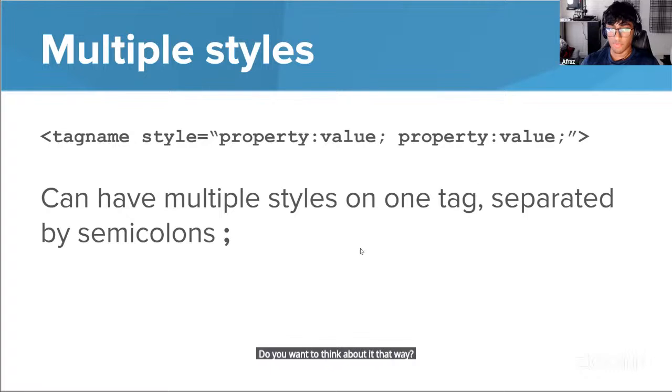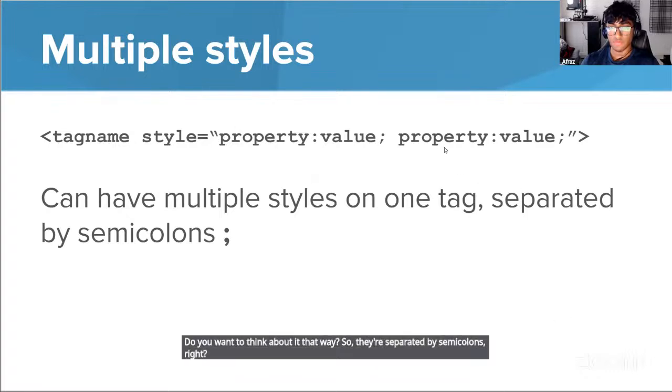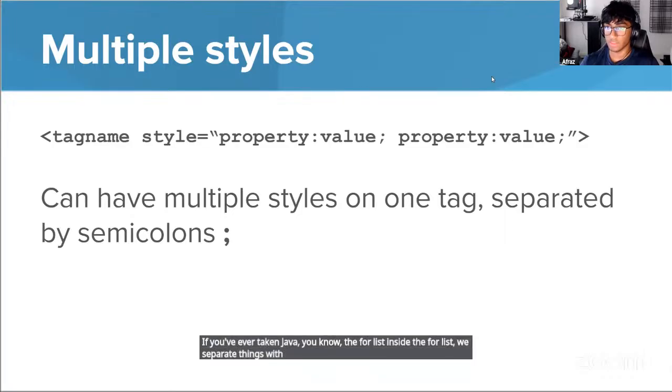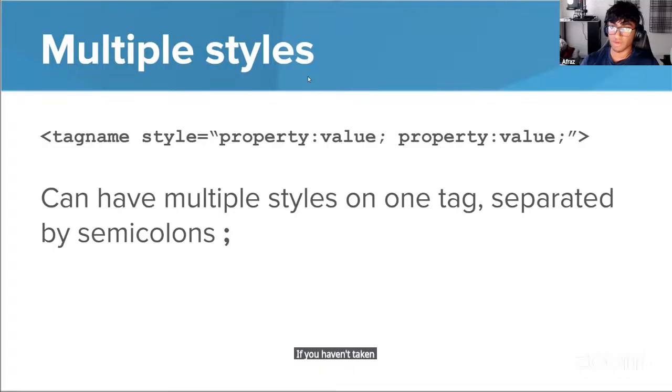So they're separated by semicolons, right? If you've ever taken Java, you know the for list, inside the for list, we separate things with semicolons. So if you've taken Java, that's one way to think about it. If you haven't taken Java, don't worry about what I'm saying right now.